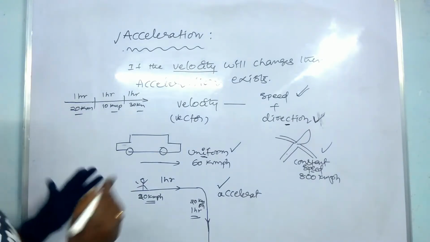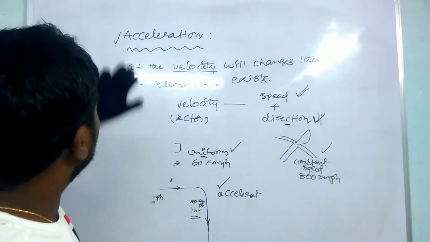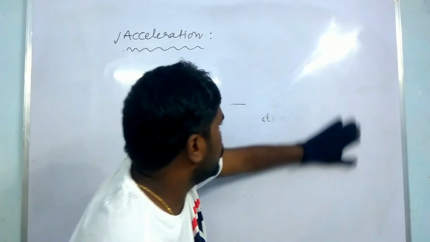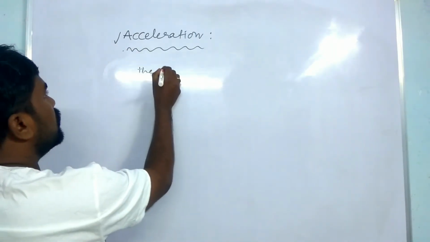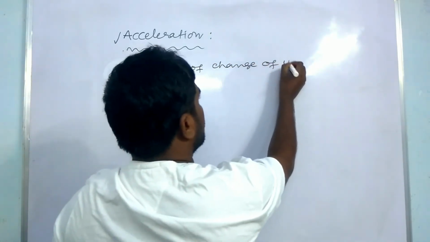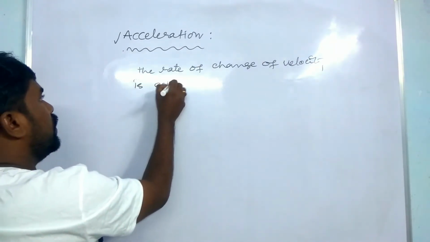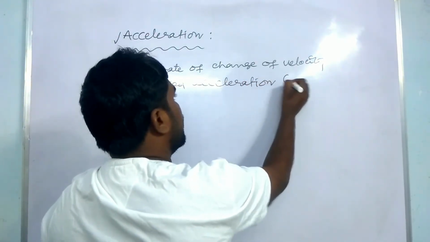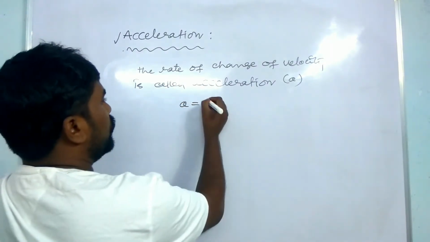So how can we calculate the acceleration? Acceleration means the rate of change of velocity. The rate of change of velocity is called acceleration. Simply denoted by the letter A, where A is equal to change in velocity by time.